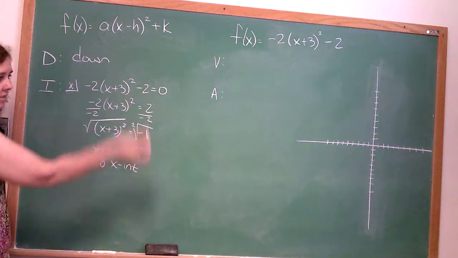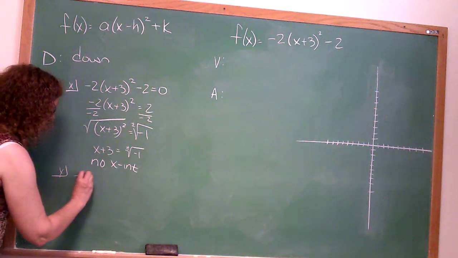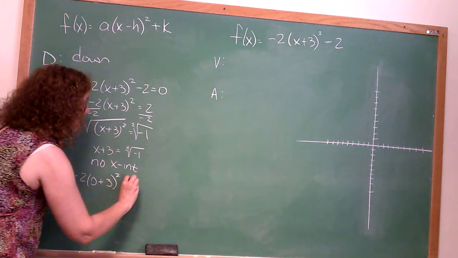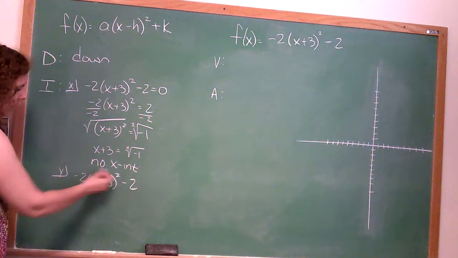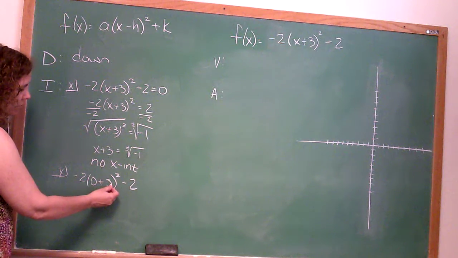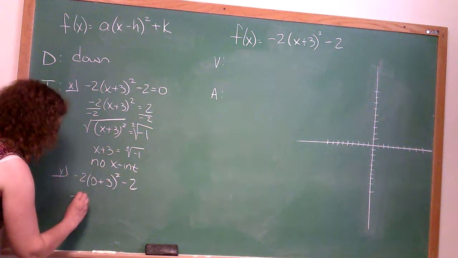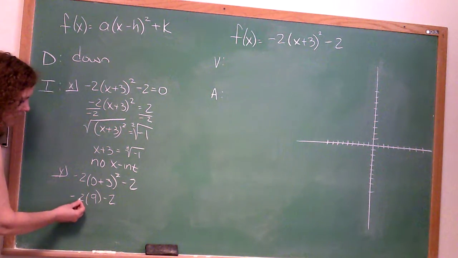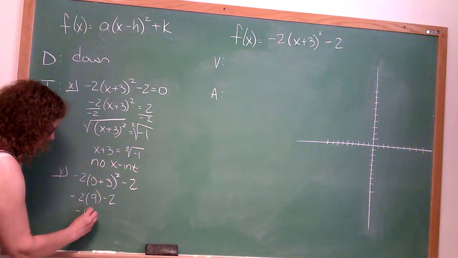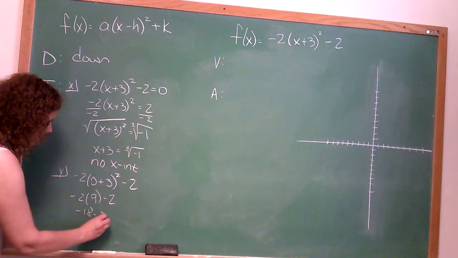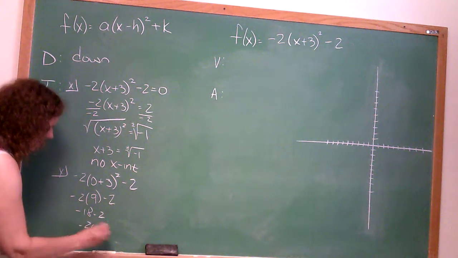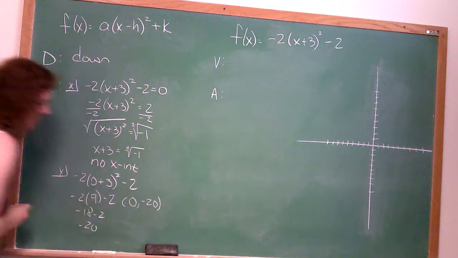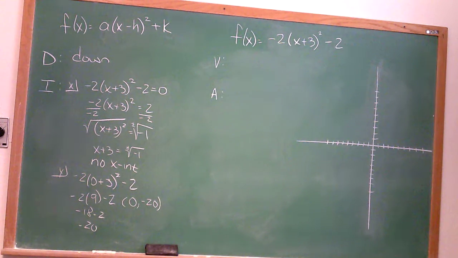On the y-axis, all my x values are 0. So I'll put in 0 for my x. Alright, inside the parentheses here, 0 plus 3 is 3. 3 squared is 9. Go ahead and do those two steps together to save some space. -2 times 9, -18. -18 minus 2 is -20. So my y-intercept is the point 0, -20.